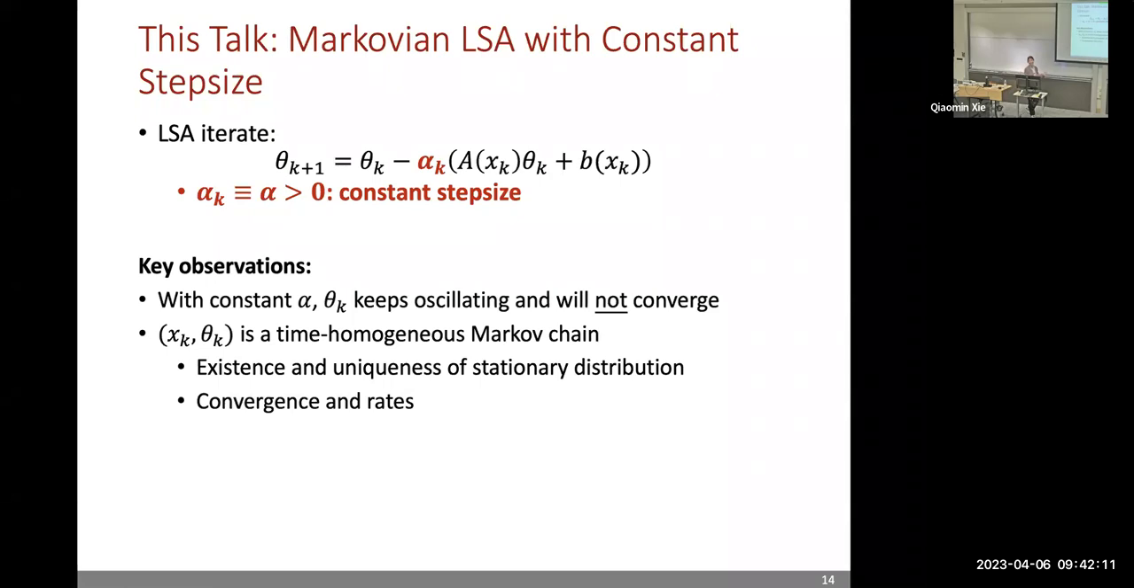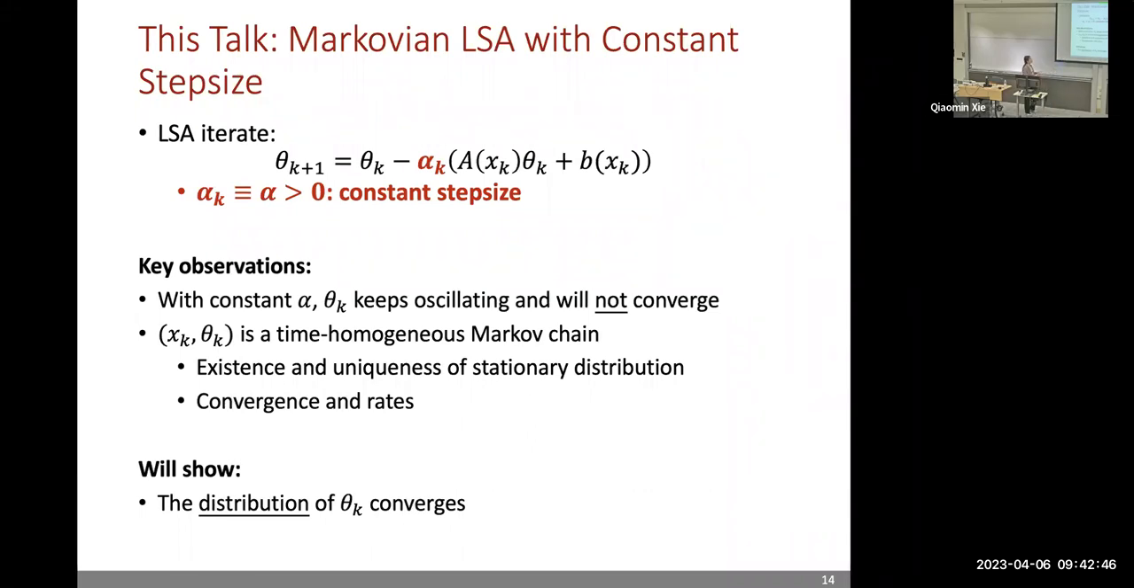So in this way, we can leverage the tools from the Markov chain theory to help us analyze the behavior of the parameter sequence. In particular, we will show both the existence and uniqueness of the stationary distribution for this augmented Markov chain, and we will also establish the convergence rate of the Markov chain. By analyzing the joint Markov chain, this allows us to establish the convergence of the parameter theta k sequence, which is what we are interested in.